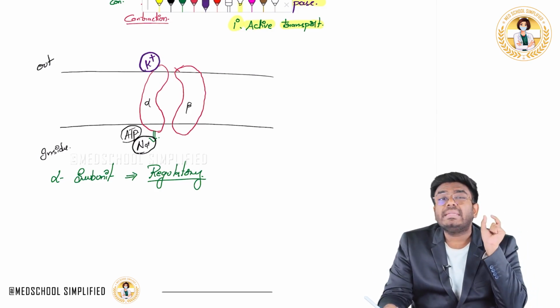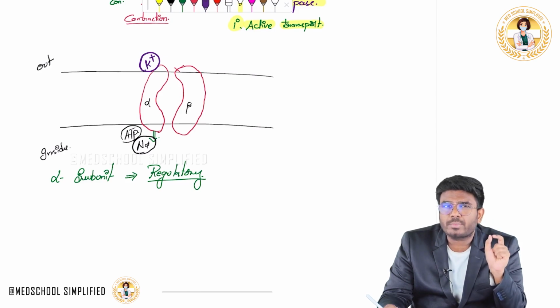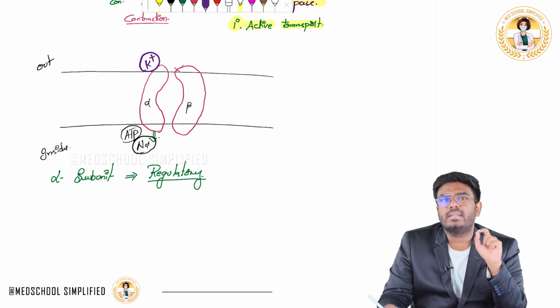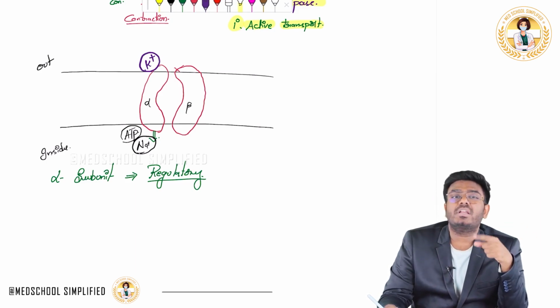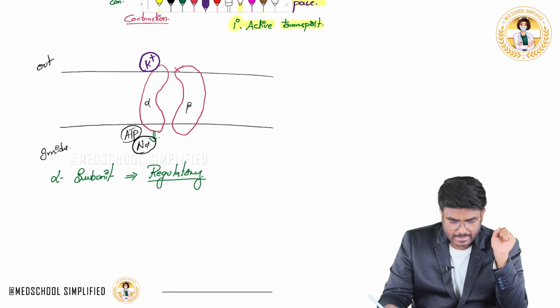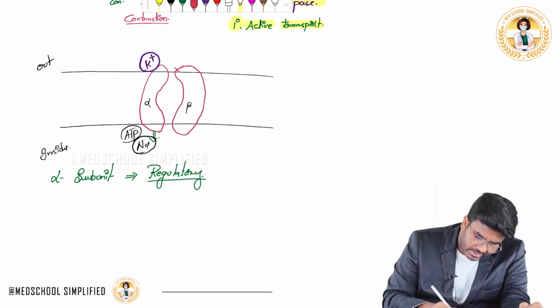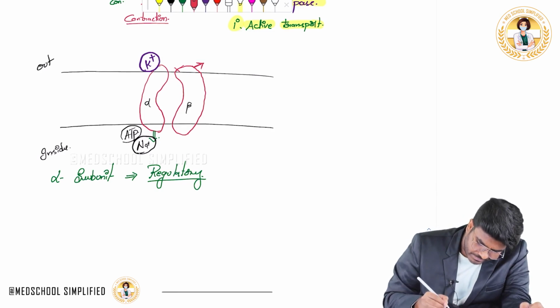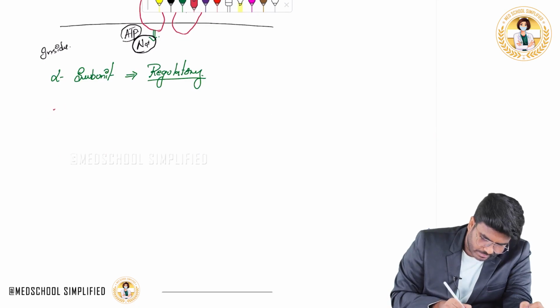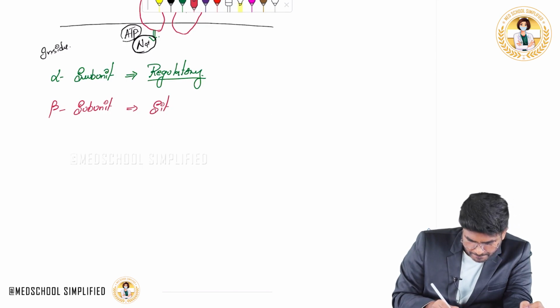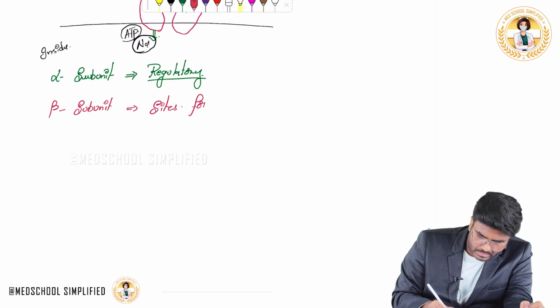So is the ATP binding site present on the alpha subunit or the beta subunit? It's present on the alpha subunit, intracellularly. Potassium is going to bind on the extracellular side. Next, you know about the alpha subunit and beta subunit. This beta subunit has the glycosylation sites. There are 3 glycosylation sites, so the beta subunit has sites for glycosylation.